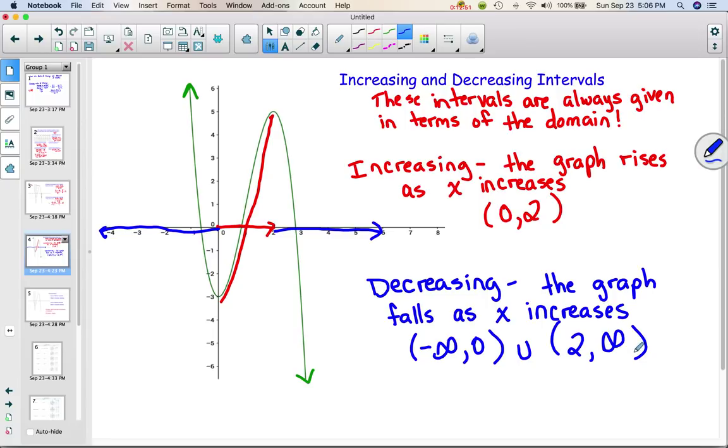I want to stress again that it's all about x. When you are writing out your increasing and decreasing intervals, it's always going to be about the domain values, so you want to make sure that you are aware of that.